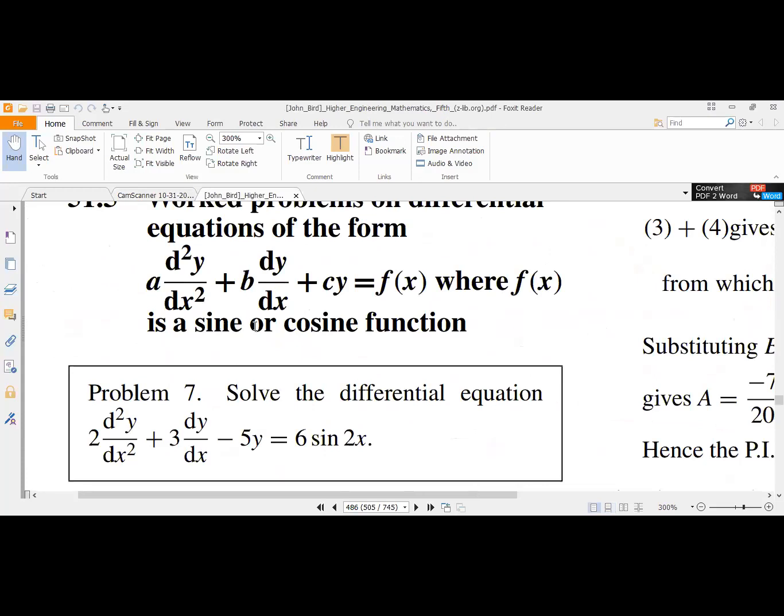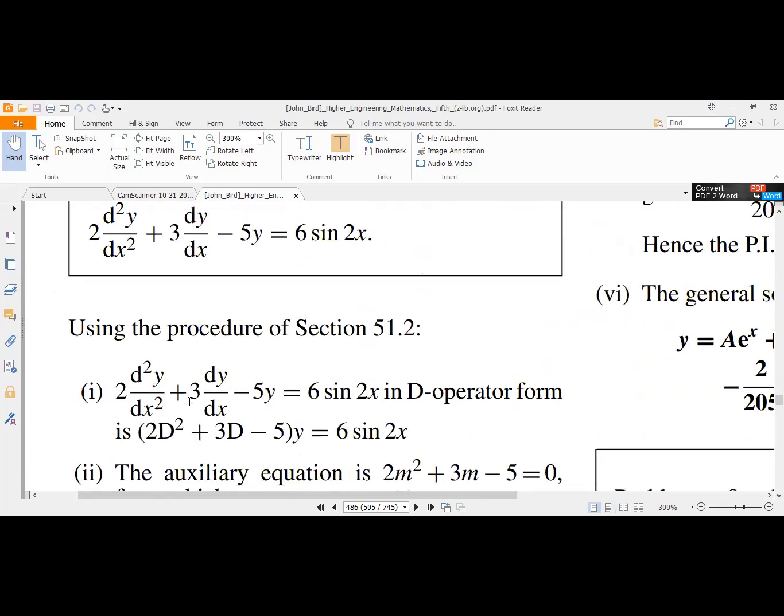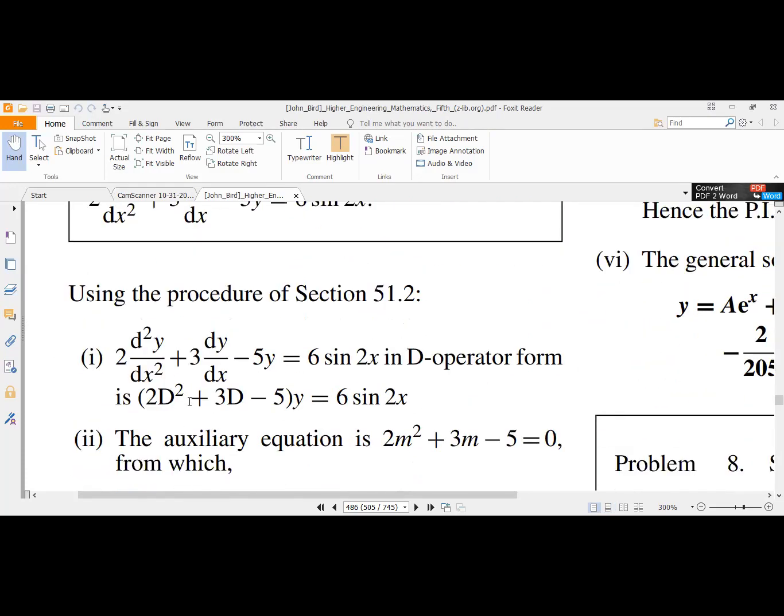Are we together now? So let's look at number 7 now. We have to solve this problem. I believe all of us can solve the complementary part, but let's look at it. Now, let's proceed to the D operator. D is dy/dx, D squared is d squared y/dx squared. So this will give me 2D squared plus 3D minus 5, multiplied by y. Are we together? Then that will give me 6 sine 2x, which is the non-homogeneous part.